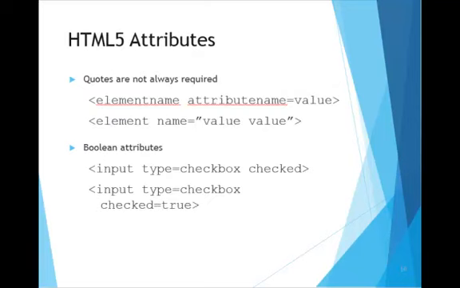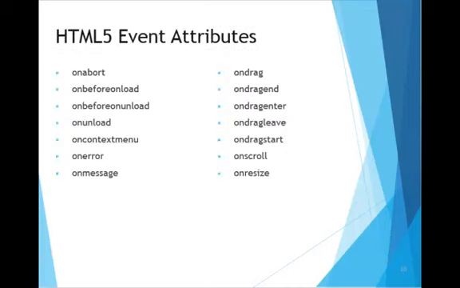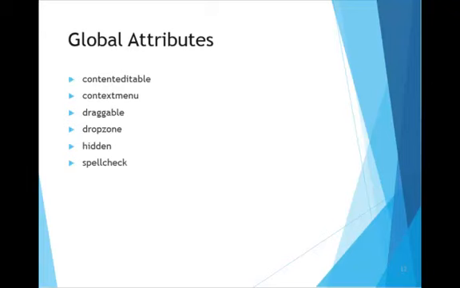Some of the attributes in HTML5 are such that quotes are not always required. For instance, you can have the element name equals a value, or you can do element name attribute name equals value. We also have Boolean attributes in HTML5, in which the input type can be a checkbox, or you can set the checkbox checked to true. We also have some HTML5 event attributes, which give our web pages some dynamic functionality similar to JavaScript. These are the global attributes available in HTML5.